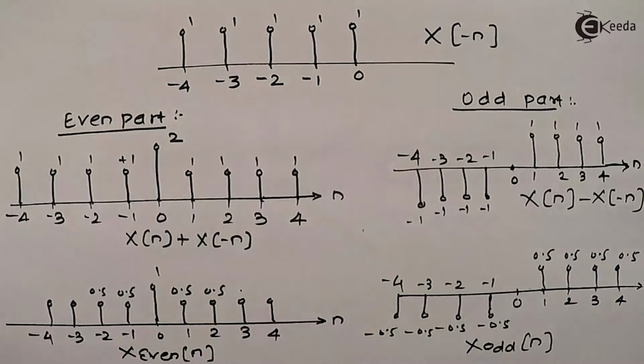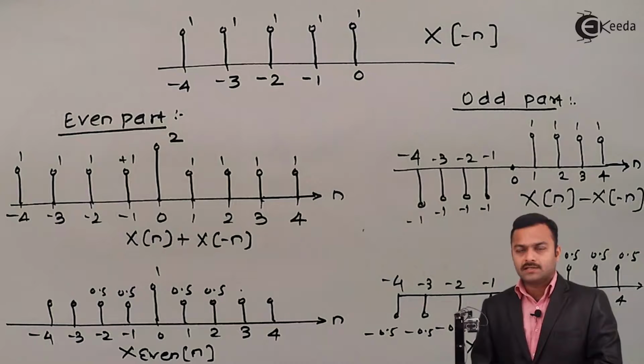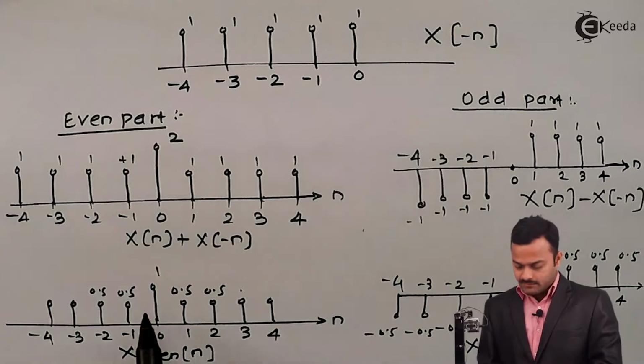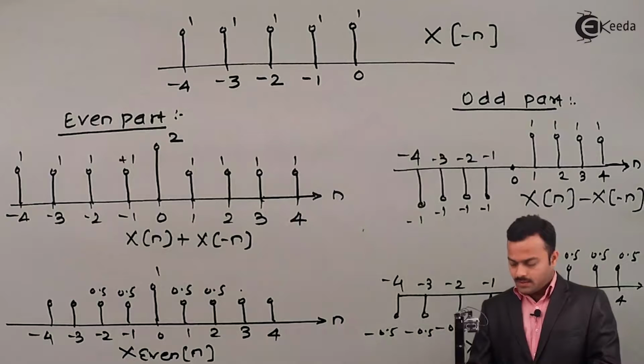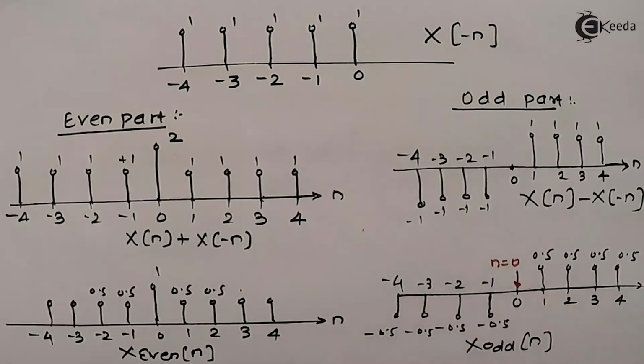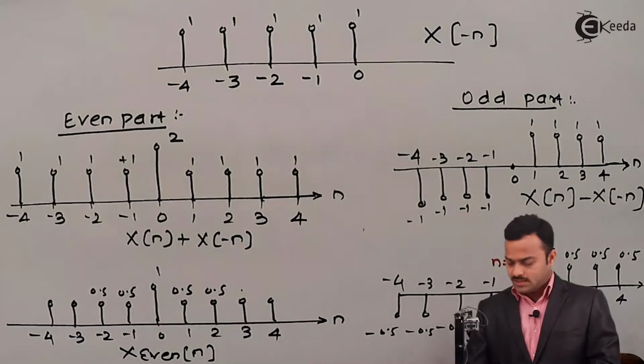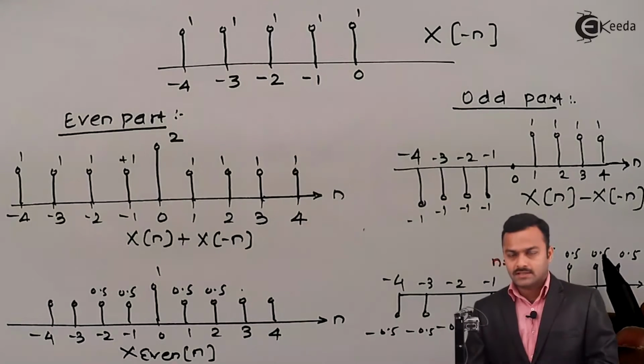So what we have done, from the signal u of n minus u of n minus 5 we obtain x of n, then with time reversal we got x of minus n, and with the help of x of n and x of minus n we got even and odd part. The even part is symmetric about the y-axis, and in the odd part we have a 0 value whenever n is equal to 0. That means it is passing through the origin, and we can say the time reflection is opposite to that of the original signal.